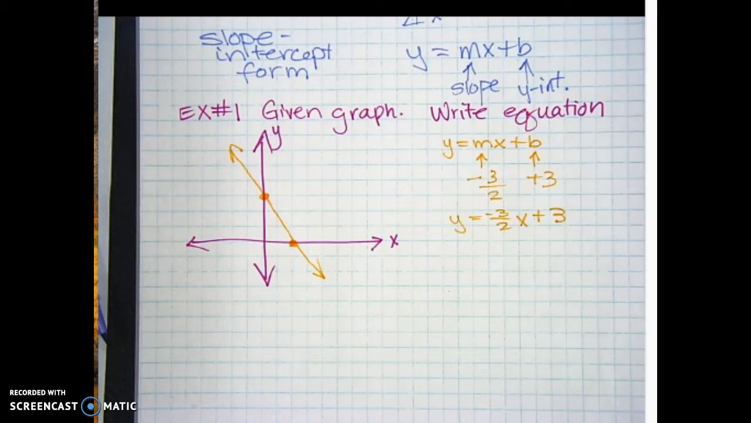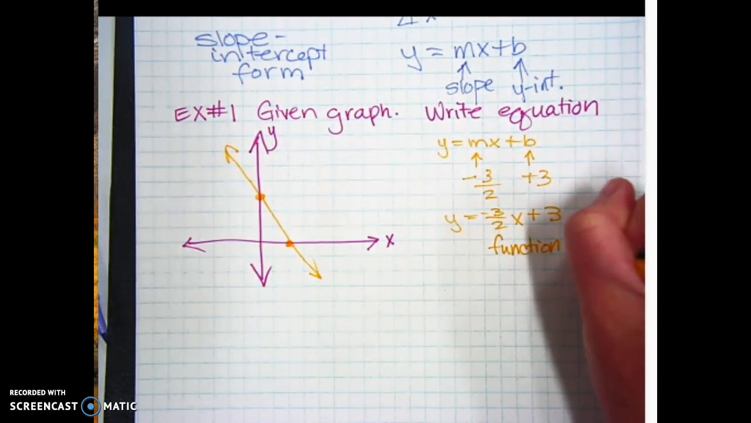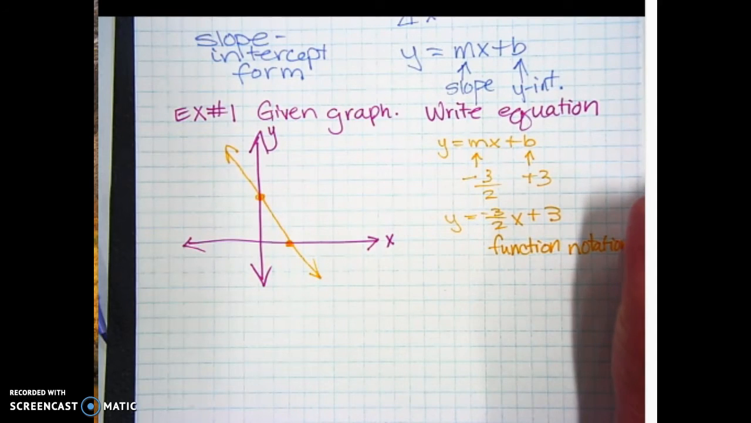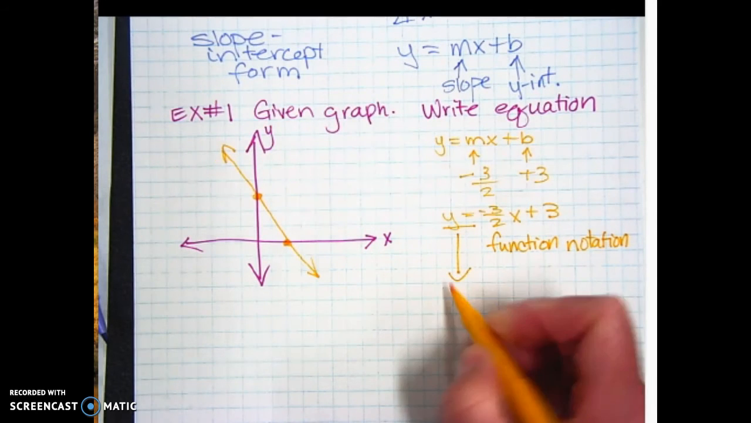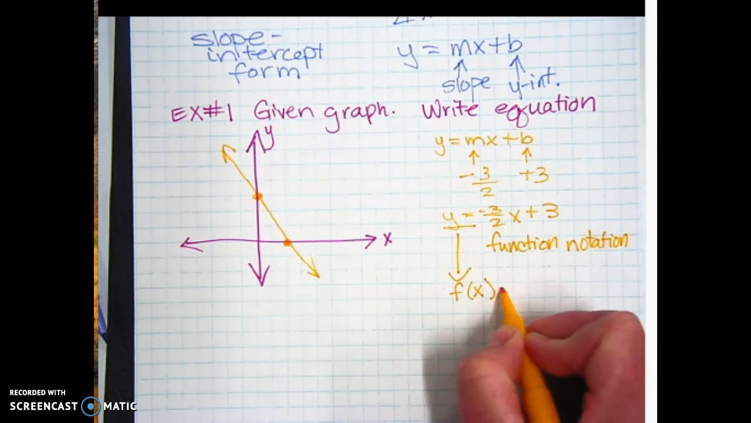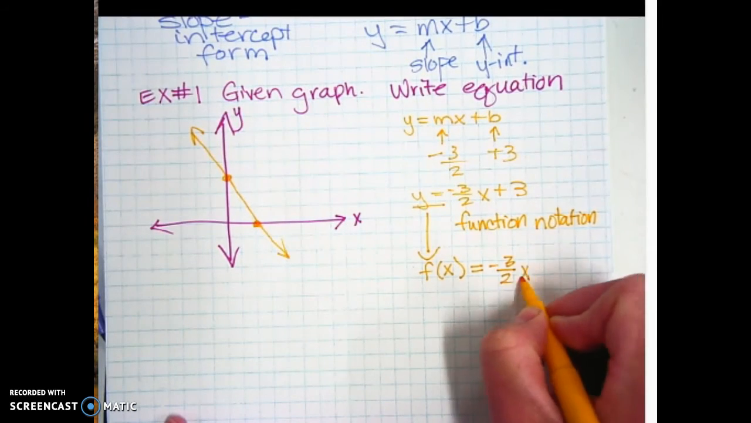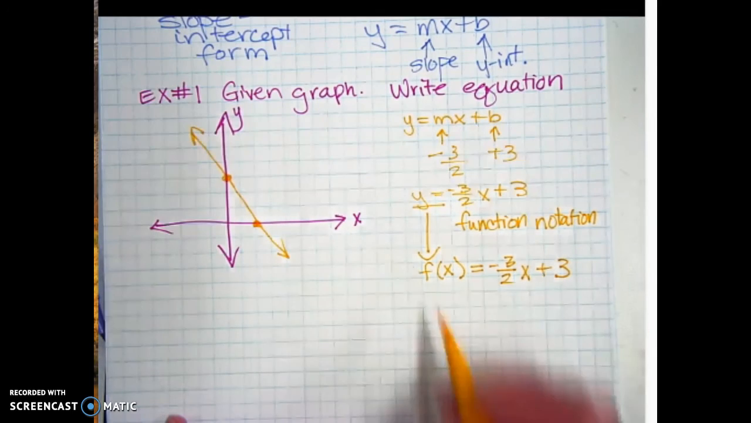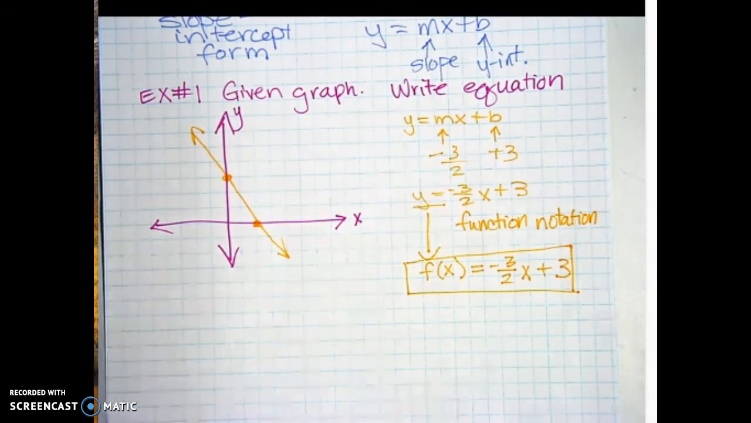Up until this point, you've seen this all before, right? This is nothing new, okay? So now all we're going to do is write this in something called function notation. You're going to take this y equals part and change it to f of x, and then the rest of it stays the same. Negative 3 halves x plus 3. And you're going to write your final answer like that. Any questions so far? Super easy, right?